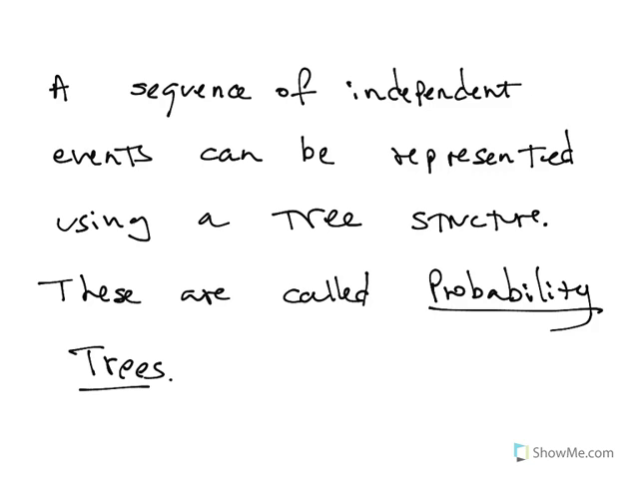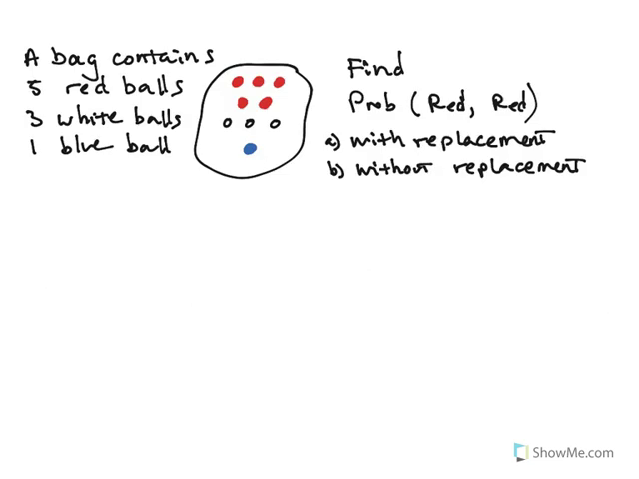Here's a classic example. To be clear, independent events are what we're looking at. That's quite important, and we'll find out more about them as the course continues. This is a classic case for probability trees. We've got a bag containing 5 red balls, 3 white balls and a blue ball, and we're going to draw from the bag twice. The first time, we draw a ball out, look at its colour, replace it, then draw a second ball out, and wonder what the chances are of getting 2 red balls.